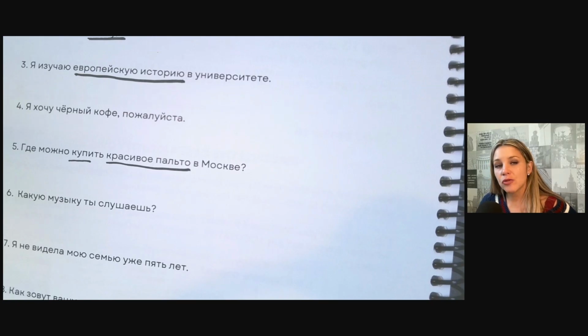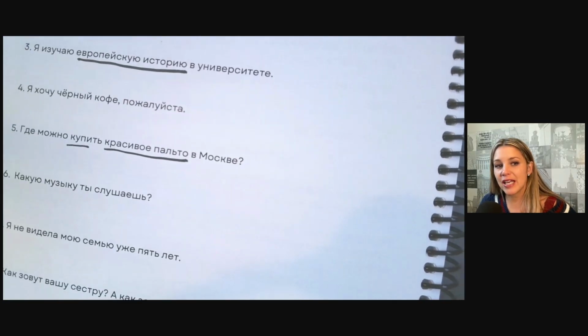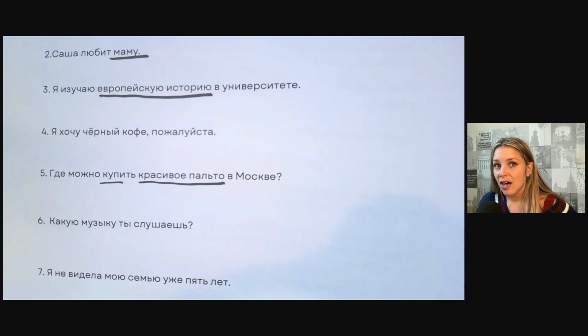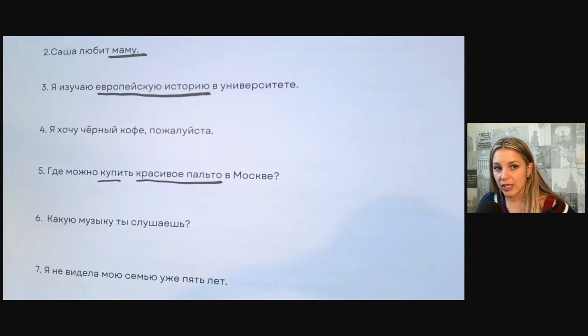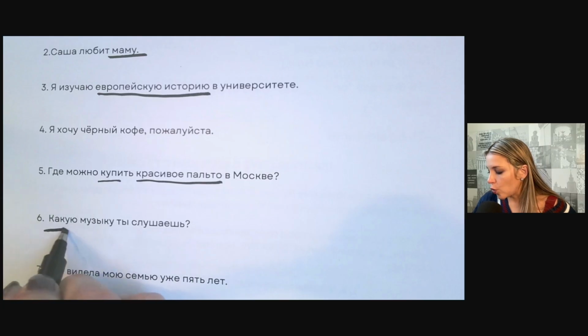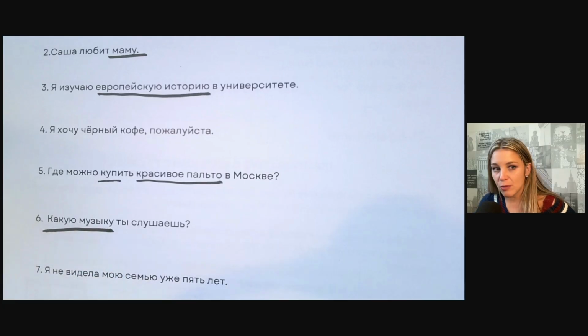Next. Какую музыку ты слушаешь? Okay, so where's our direct object here? Even though it's at the beginning of the sentence, which for English speakers is super counterintuitive and weird, our object is at the beginning of the sentence. Какую музыку? What are you doing to the music? You're listening to it. Какую музыку ты слушаешь, right? And that's very typical. You need to start your questions with какая, and it's really weird for English speakers to put that kind of thing right at the beginning of a sentence sometimes.